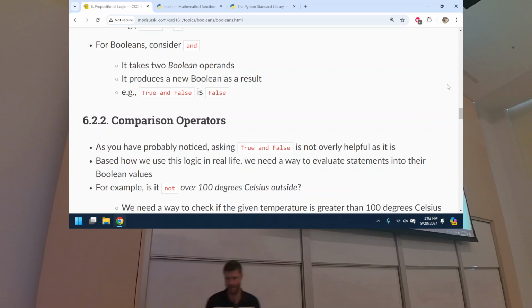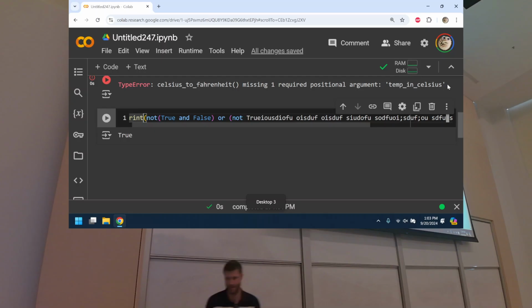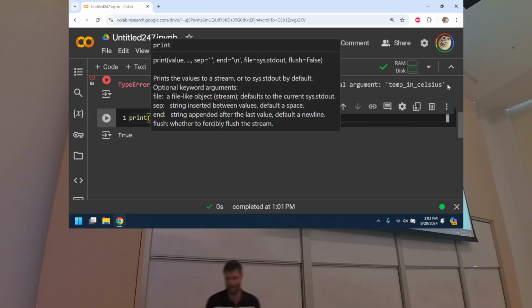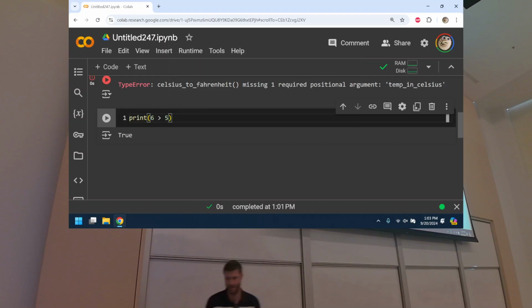But comparison operators, you know what these are. I'm going to ask you a question. Print. Is 6 greater than 5? Well, clear this out because that's not relevant. Is that a true or false statement? It's a true statement. Whoa, look at that.